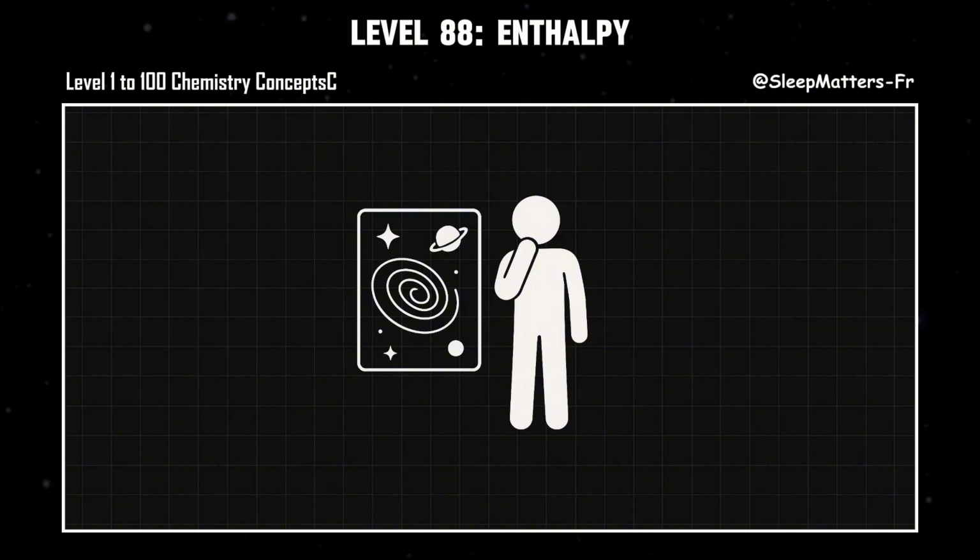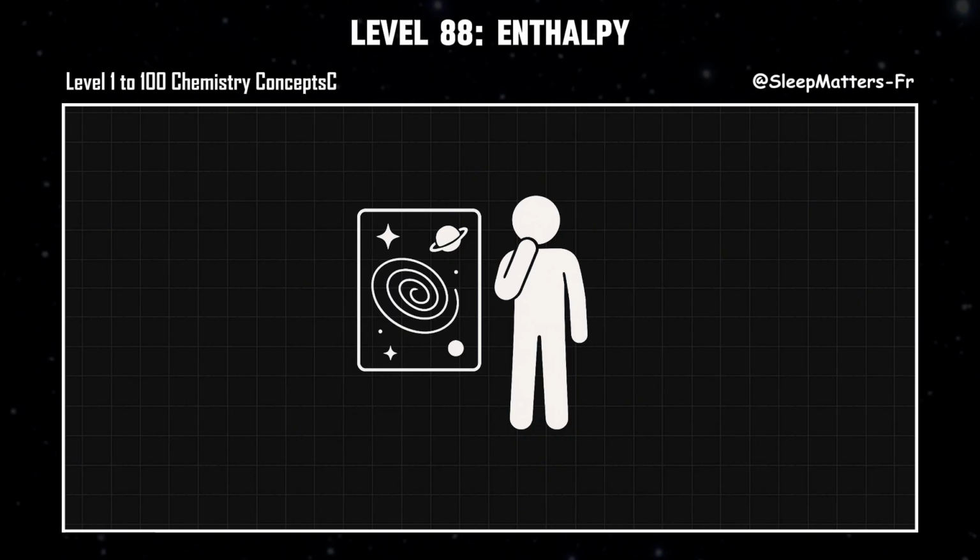Think of an ice pack that you use for an injury. When you break it, a chemical reaction starts. But instead of getting hot, the pack gets cold. This is because the reaction is absorbing heat. It is an endothermic reaction, and its enthalpy is positive. But when you burn a piece of wood, it gives off heat. This is an exothermic reaction, and its enthalpy is negative.